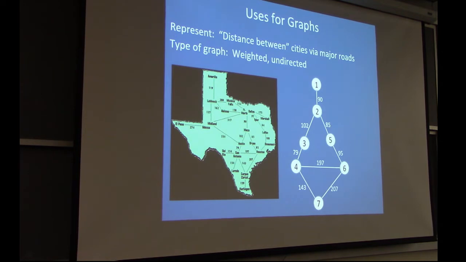All right? This is called a weighted graph because now there's information on the edges. So in this case, the vertices represent cities in Texas, and the edges represent the highway miles on major roads between those cities. And so if you want to plan a trip from 1 to 7, you need to find presumably the shortest path between them. So that's an undirected and weighted graph.